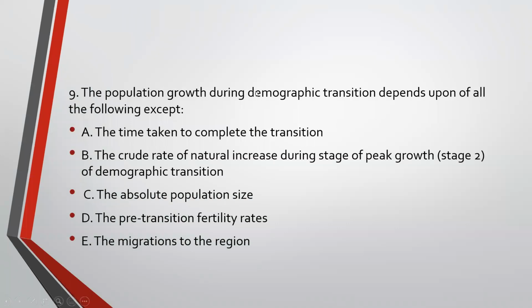The population growth during demographic transition depends on all of the following except: the time taken to complete, the crude rate of natural increase during the stage of peak growth, the absolute population size, the pre-transition fertility rates, the migration to the region. Which is not considered important in this whole demographic transition process? I mentioned it when I was explaining the elements of the demographic transition. This is B. This is C. The absolute population size is not considered. So C is the answer.